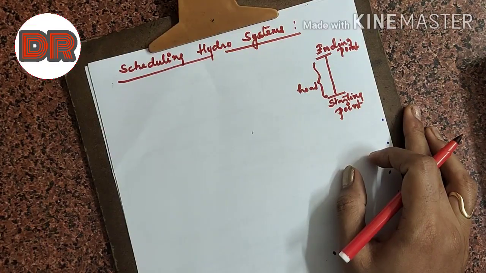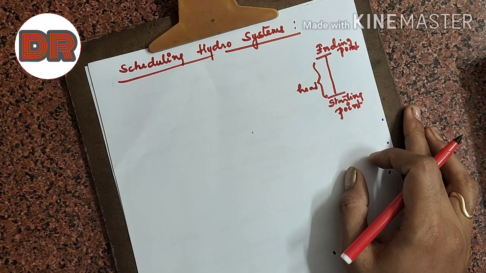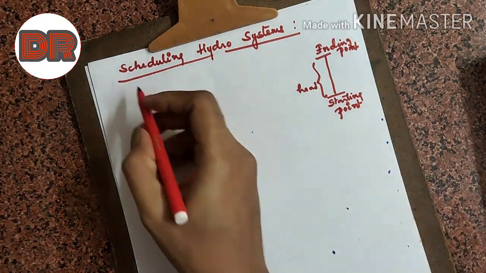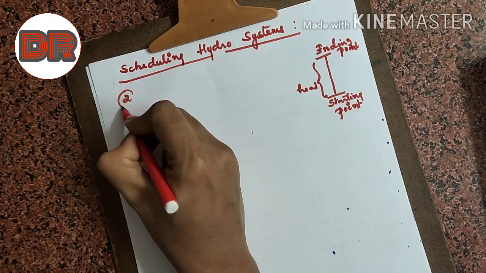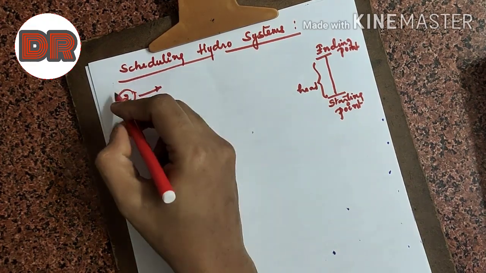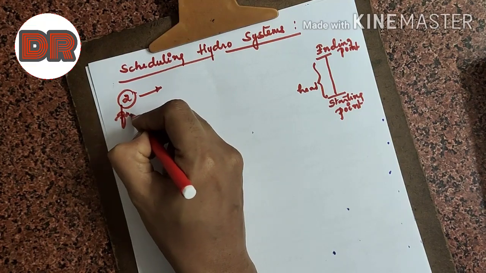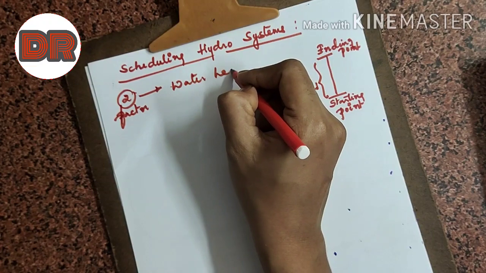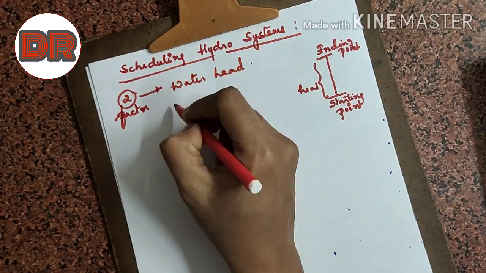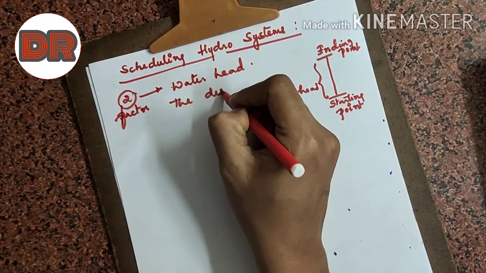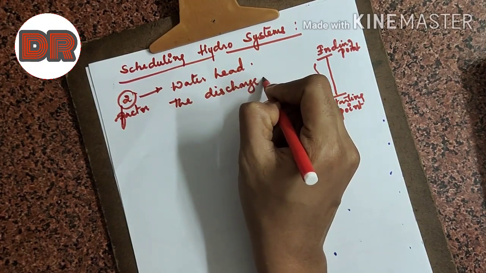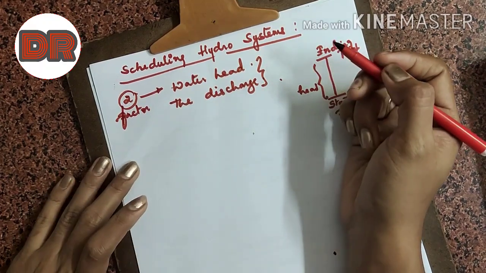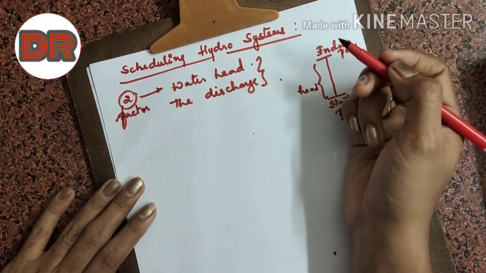So let's see what scheduling of hydro systems is. The power developed in a hydro plant depends on two parameters actually. The first one is the water head, and the second one is the discharge, that is, water discharge. So the power developed in a hydropower plant depends on these two parameters: water head and discharge.